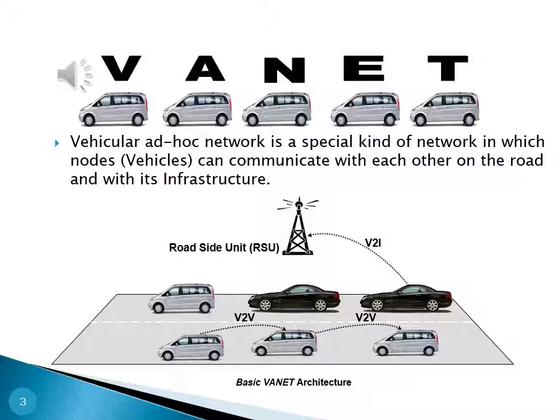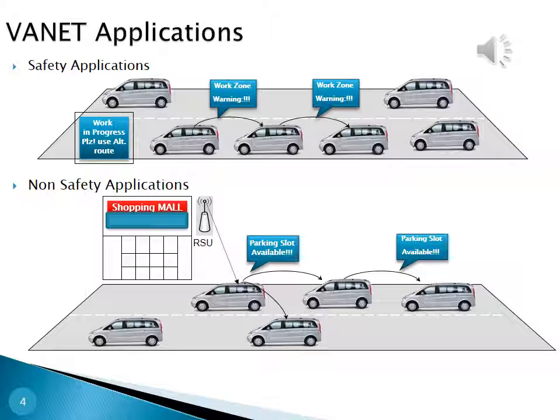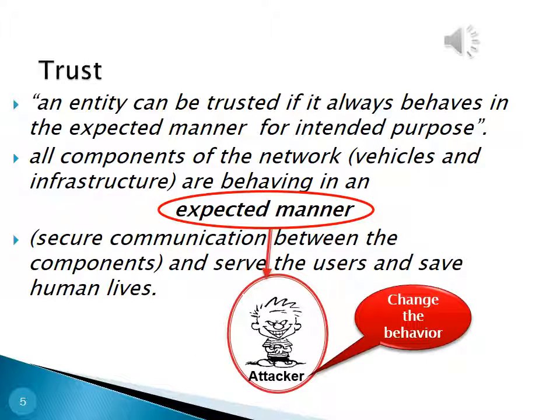Vehicular ad hoc network is a special kind of network in which nodes, vehicles, can communicate with each other on the road and with its infrastructure. VANET applications: safety applications and non-safety applications. Trust: an entity can be trusted if it always behaves in the expected manner for the intended purpose. All components of the network, vehicles and infrastructure, behave in a secure manner, enabling trusted communication between the components, and serve the users and save human lives.